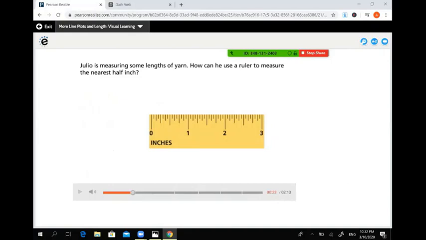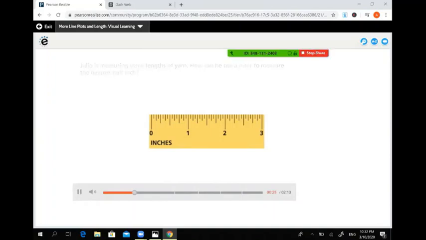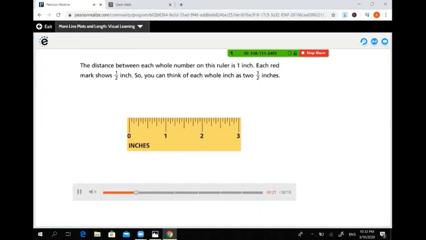Nearest half inch means, for example, 1 inch, 1.5, 2 inches, 2.5, 3 inches, 3.5. So between each whole number, there are 2 parts, because it's to the nearest half, out of 2. The distance between each whole number on this ruler is 1 inch. Each red mark shows 1/2 inch. So you can think of each whole inch as 2 halves.